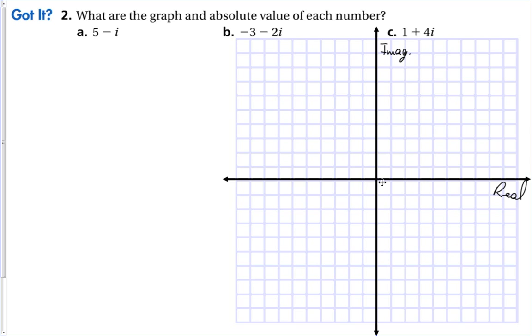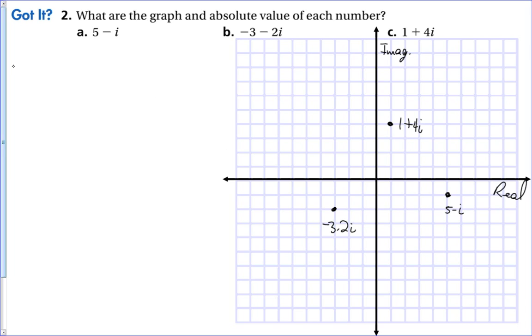Alright, so we're going to go over 5. 1, 2, 3, 4, 5, and down 1. So that's the point 5 minus i. Negative 3 minus 2i. 1, 2, 3, and down 1, 2. So that's the point negative 3 minus 2i. And then 1 plus 4i is over 1, up 4. 1, 2, 3, 4. So that is the point 1 plus 4i.